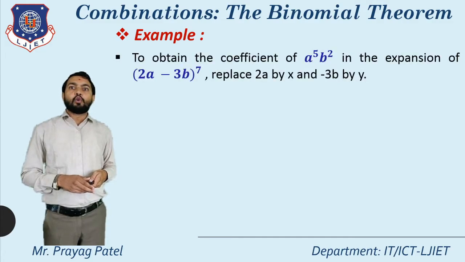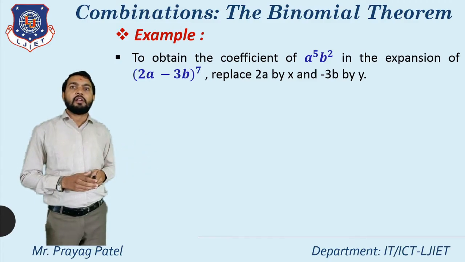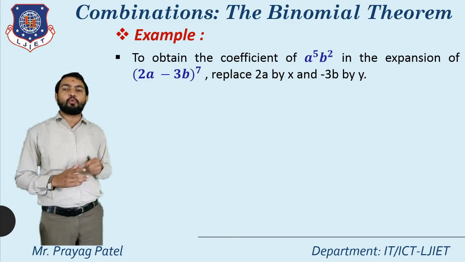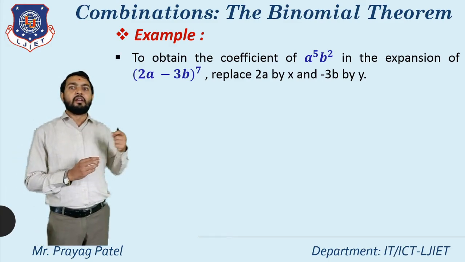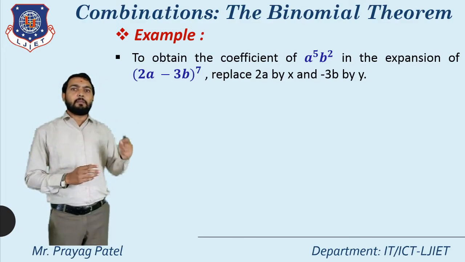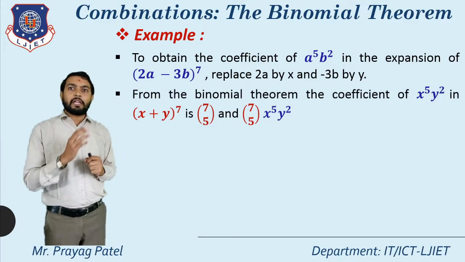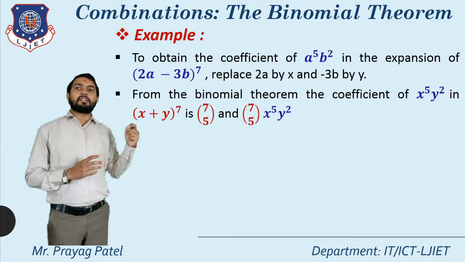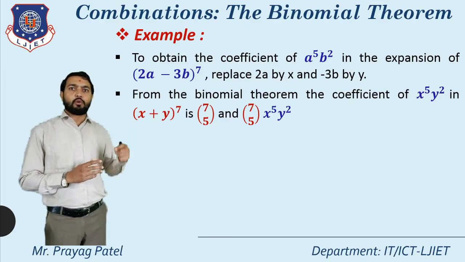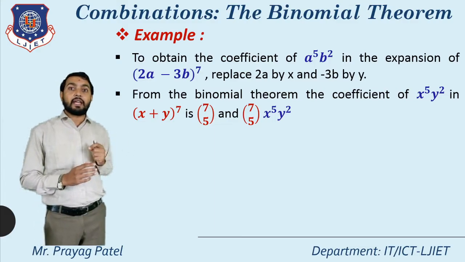Now see here. To obtain the coefficient of a raised to 5 b raised to 2 in the expression (2a minus 3b) raised to 7, you have to represent 2a and minus 3b by different names, like 2a replaced by x and minus 3b replaced by y. Then our expression is (x plus y) raised to 7. So for (x plus y) raised to 7 we write 7C5 into x raised to 5 y raised to 2, because here our formula is nCr.